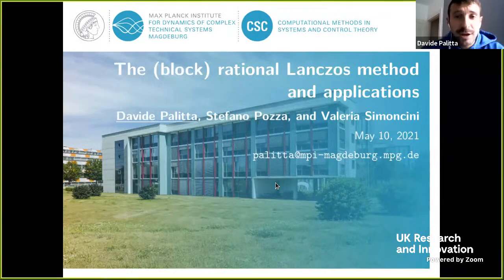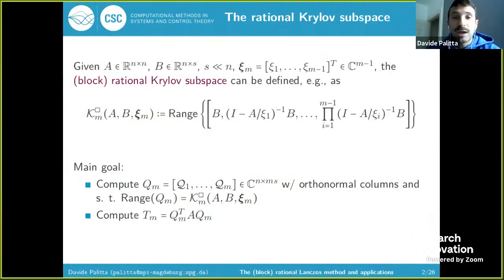So today I would like to talk about the rational Lanczos method and some applications. This is joint work with Stefano Pozza from Charles University in Prague and Valeria Simoncini from Bologna. I believe we all know what a rational or a block rational Krylov subspace is. Given a matrix A, a block vector B and a set of shifts, we can define the block rational Krylov subspace in this way. It's the range spanned by the columns of this matrix here.